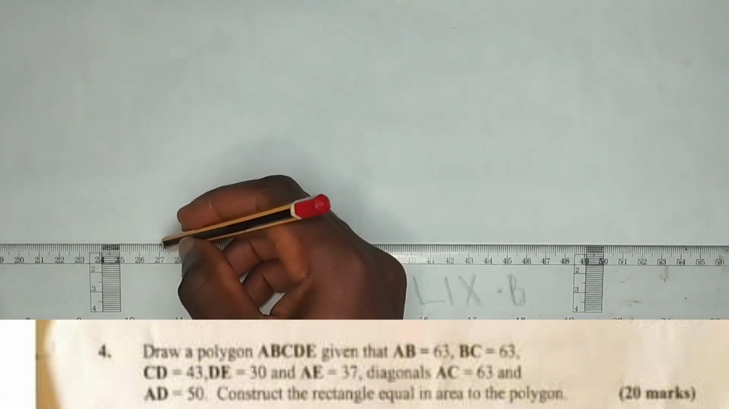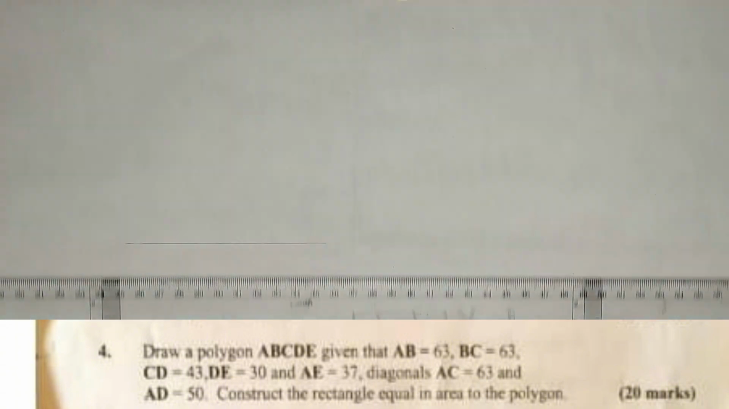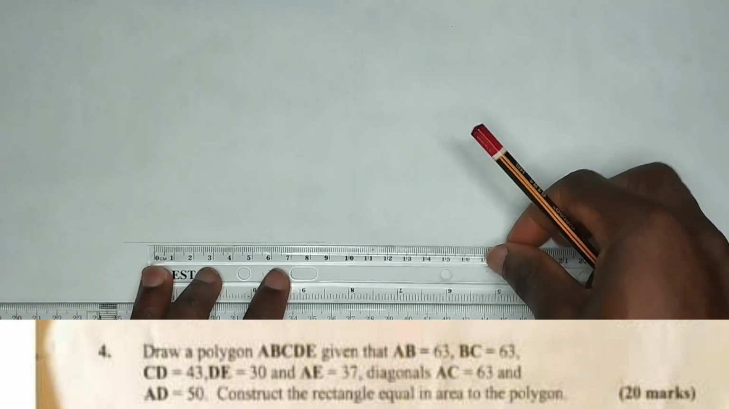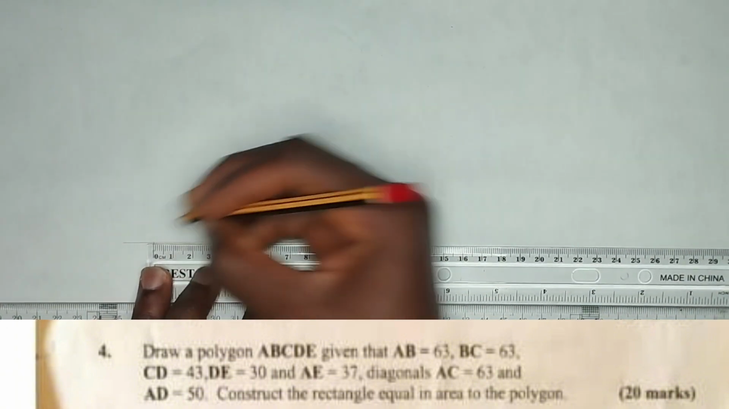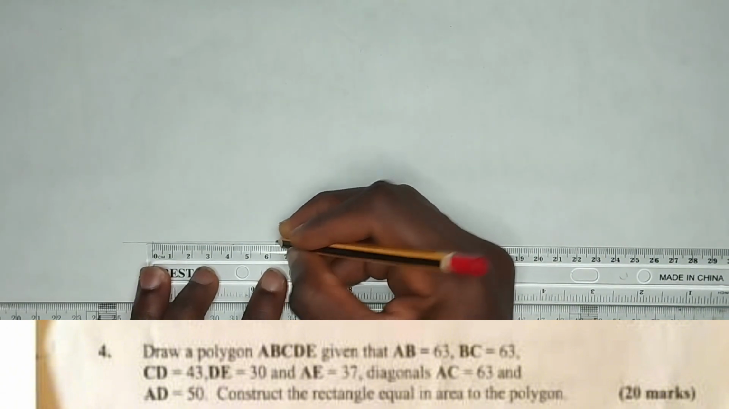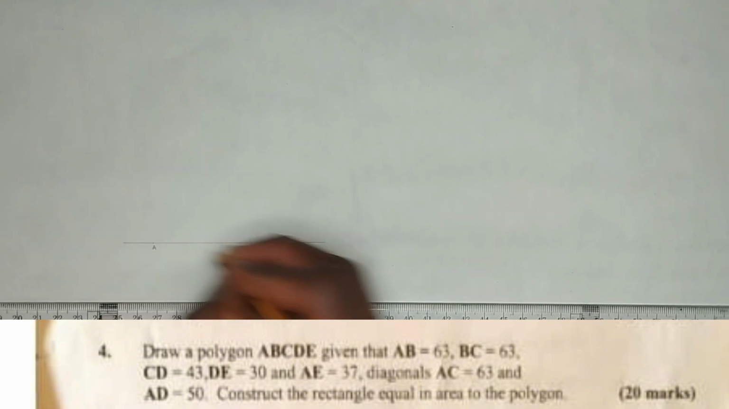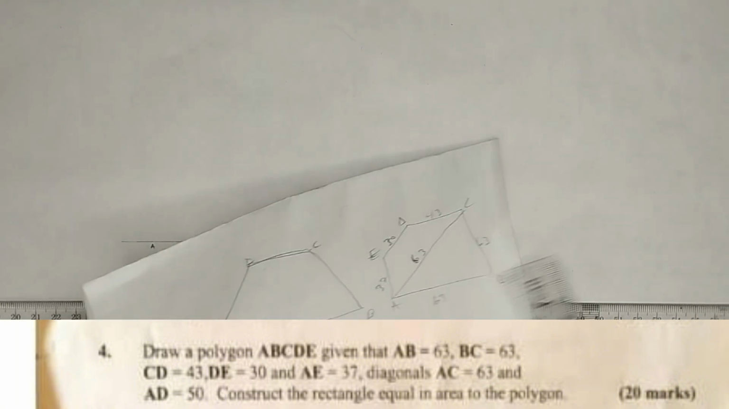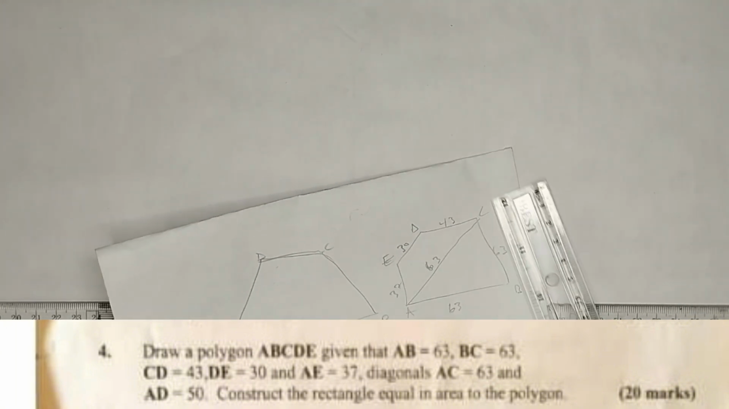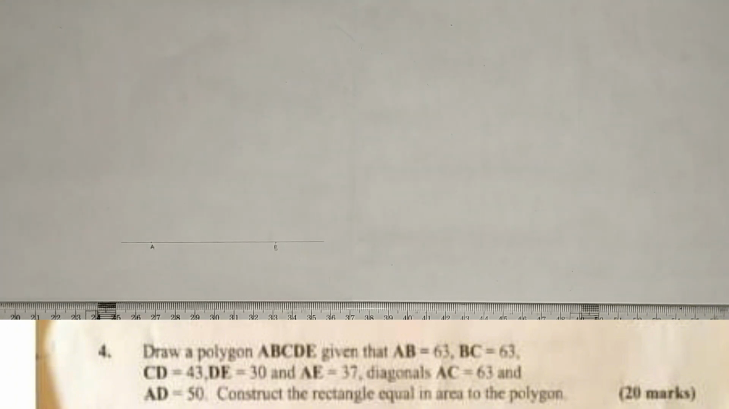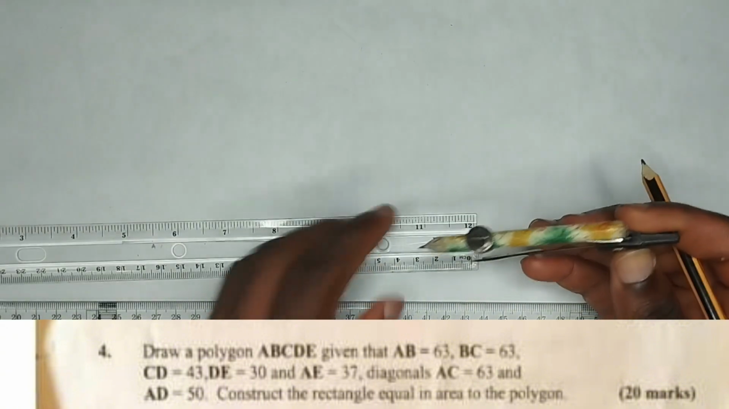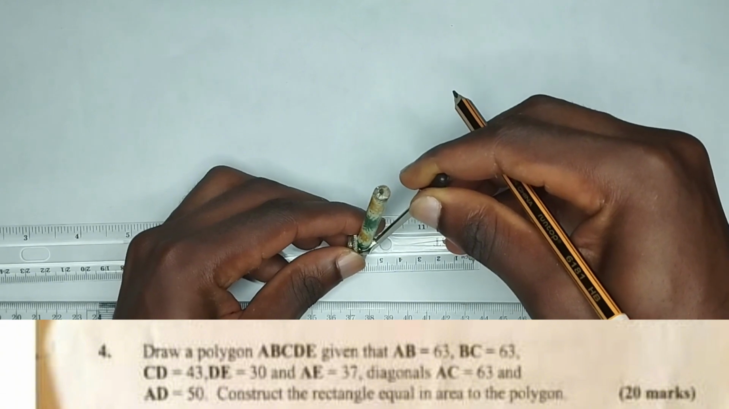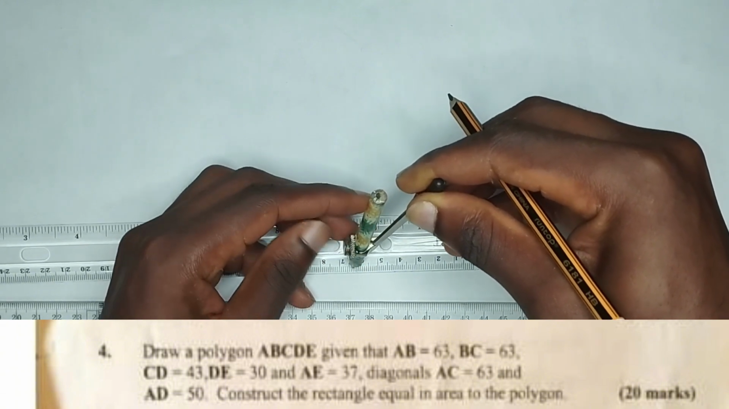So the first thing we are going to do is to draw a straight line, which is going to be our AB, which is 63 millimeters. Then we have our BC to be 63 and our AC also to be 63. So what I'm going to do is to pick 63 millimeters on our compass.